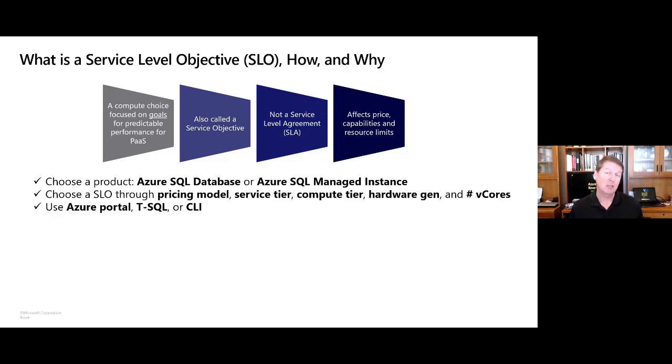Or you could even do T-SQL. We'll show you an example in our demonstration of how you're going to use the actual ALTER DATABASE command to change the service level objective for a database for scaling purposes. And then we support CLI.